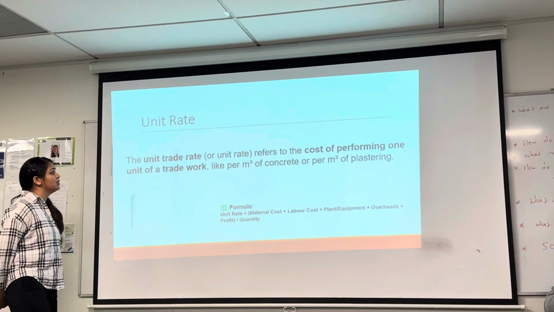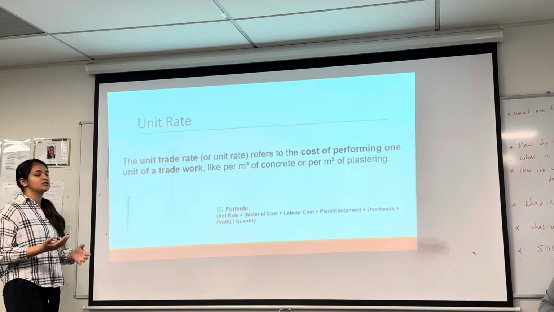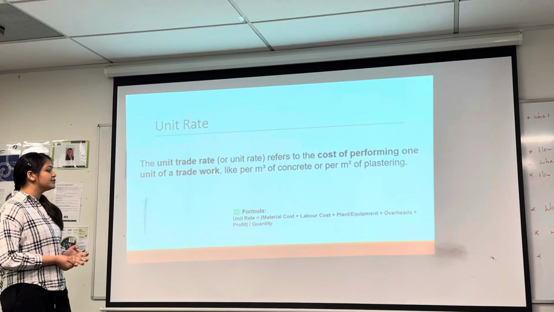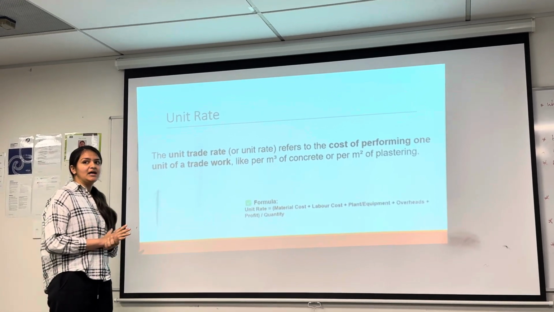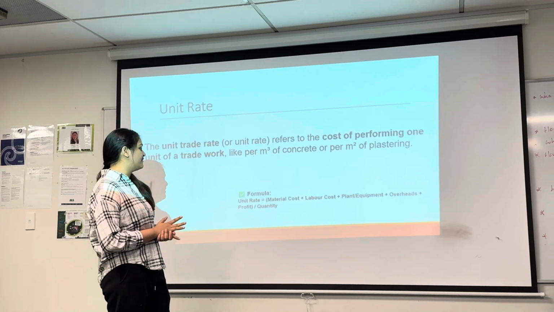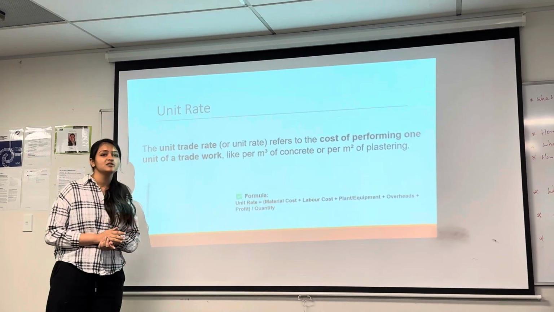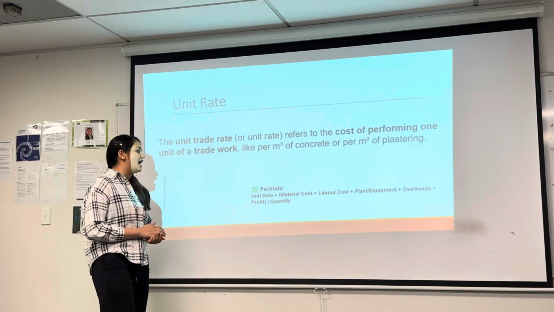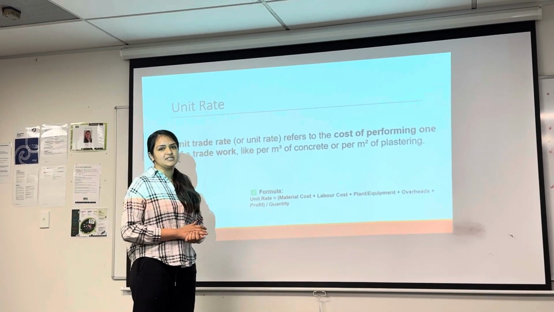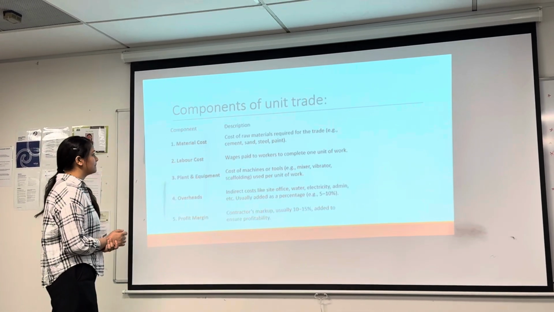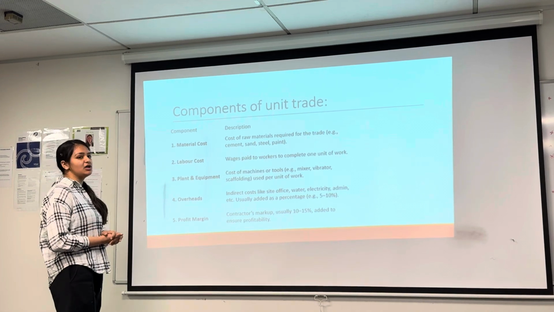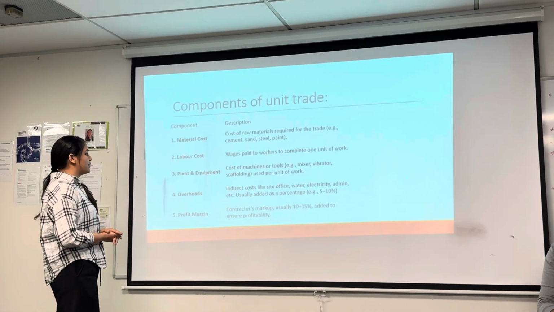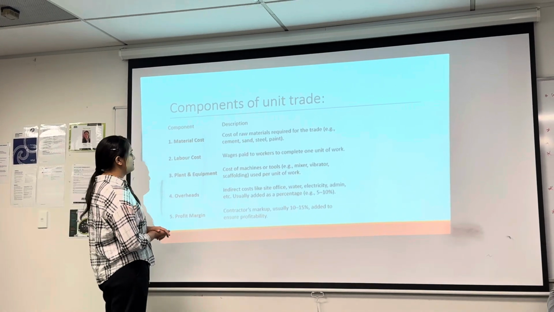Unit rate. Unit trade rate or unit rate is one and the same thing. The formula we use for unit rate is the addition of all five items, which are material cost, labor cost, plant and equipment, overheads, and profit, divided by quantity. These are the components of unit rate: material cost, labor cost, plant and equipment, overhead, and profit margin.